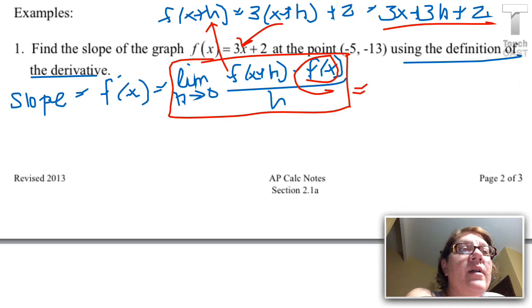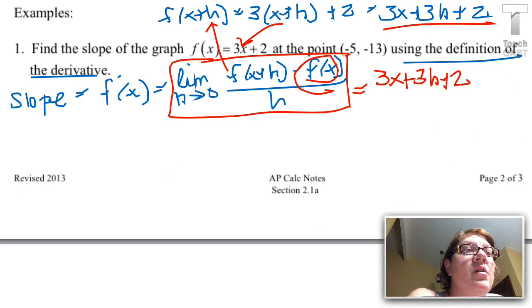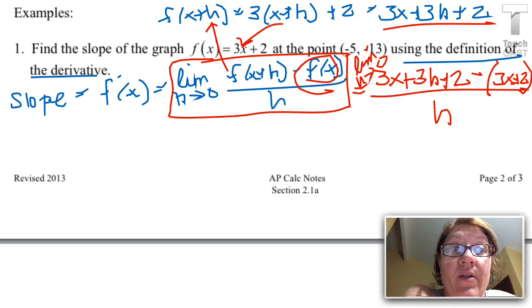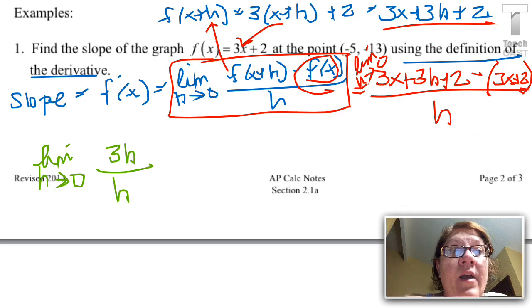So now when I subtract on top, I've got 3x plus 3h plus 2, there's the f of x plus h, minus f of x was 3x plus 2, do not forget the parentheses, all over h. And I need to squeeze in here the limit as h is going to 0 every single time. Okay, so now in the numerator, you should be able to simplify that after you distribute and combine like terms. So pause the video, do that by yourself. Quick, quick, quick!